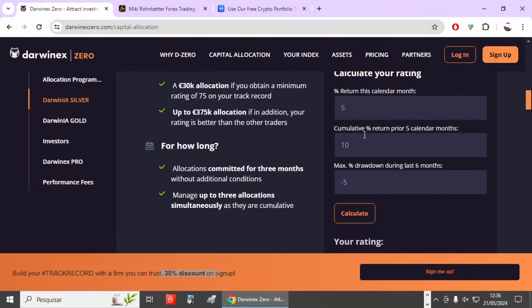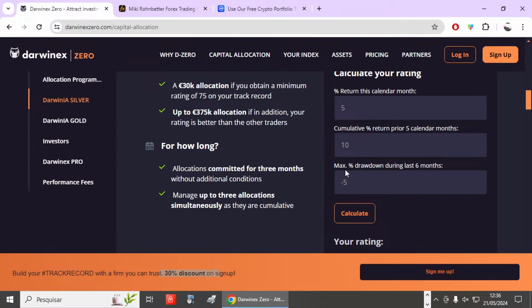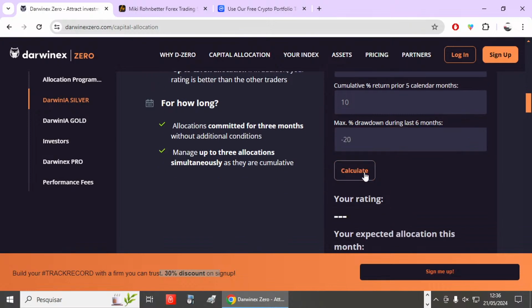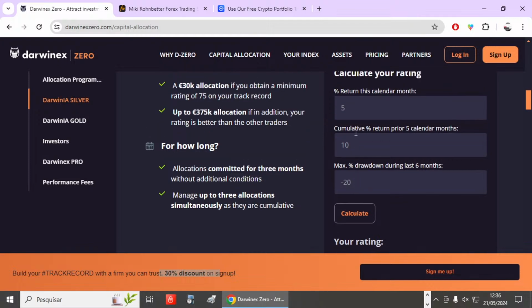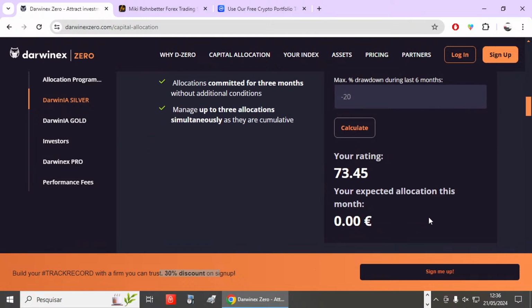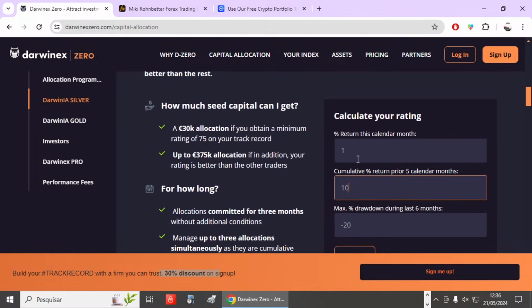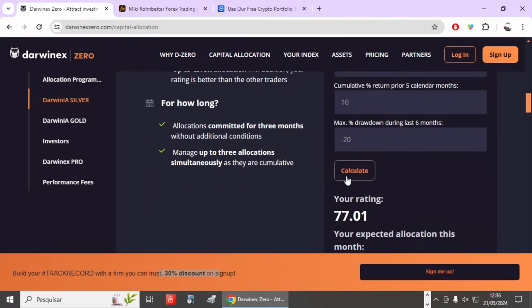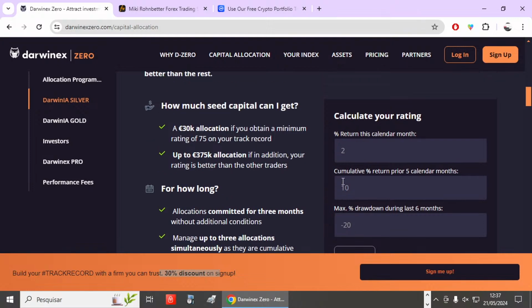Alright, so how this works, this is the good thing about Darwinex. They don't care how much you draw down, they care that you just make twice. Well, let's say if this is true. What if I draw down 20%? Calculate. Still at 84. Alright, but this is the problem, the last month, calculate. 73. See everybody, if I draw down 20%, this is the maximum drawdown, I'm at 73, but if I made 2%, calculate, 77, you still get funded. Darwinex don't care about drawdowns, but you must make, I believe, double.